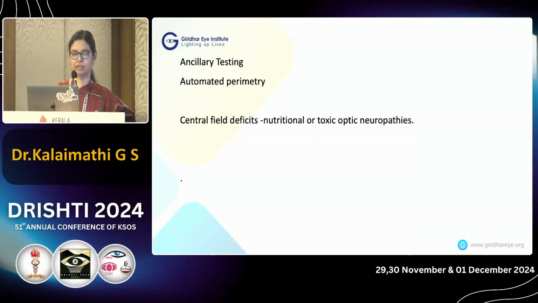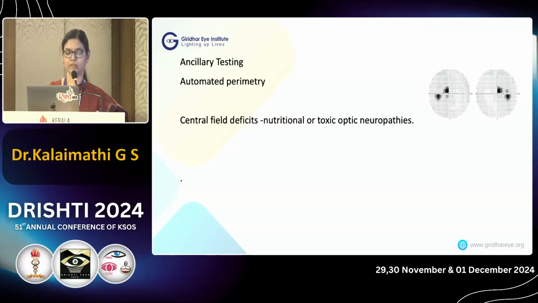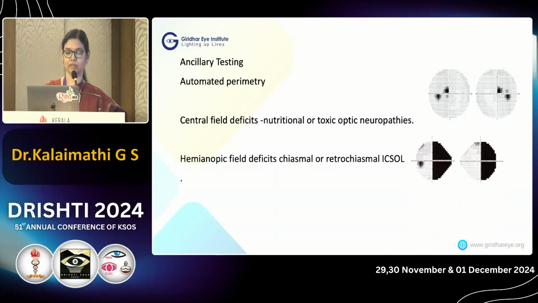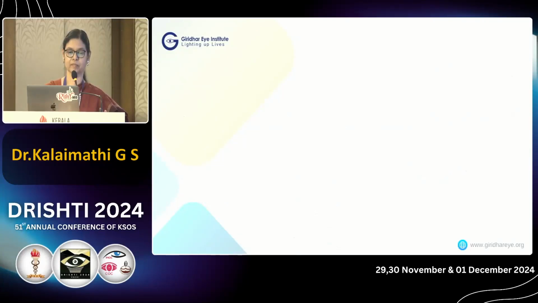And if it shows any central field defects, then we have to think in terms of nutritional or toxic optic neuropathies. And if it is a hemianopic field defect, then we have to think in terms of chiasmal or retrochiasmal space occupying lesions. And if it is altitudinal, we have to think in terms of ischemic.